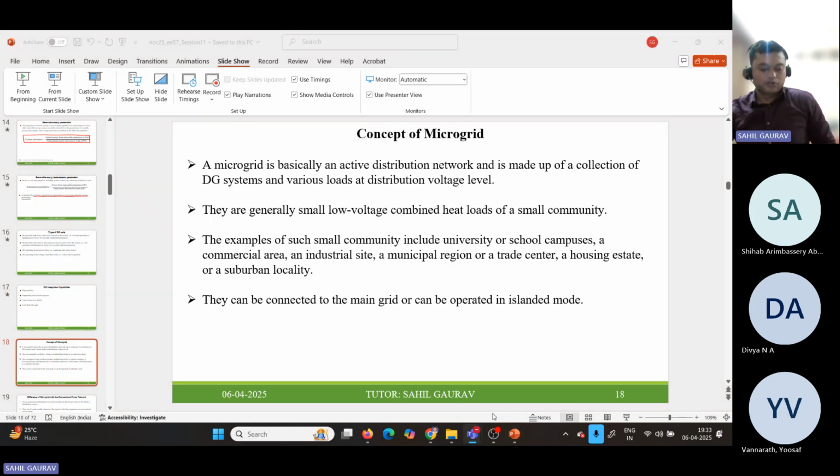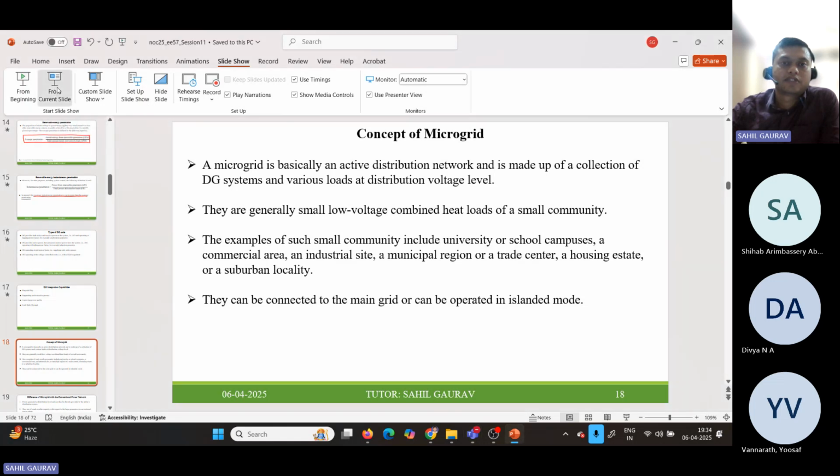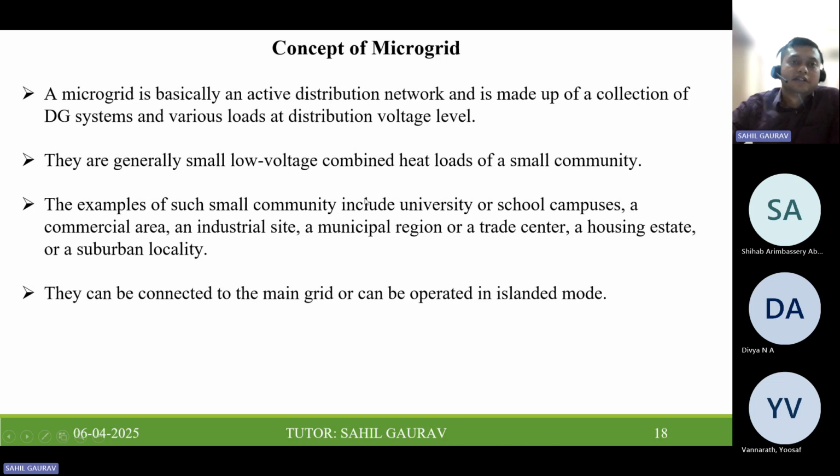So now moving to the microgrid concept. This microgrid is basically an active distribution network, and it is made of a collection of DG systems and various loads at the distribution voltage level. These are generally small low voltage combined heat loads of a small community. Examples of such small communities include university or school campuses, a commercial area, industrial site, a municipal region or trade center, a housing estate or substation locality. And they can be connected to the main grid or can be operated in islanded mode.